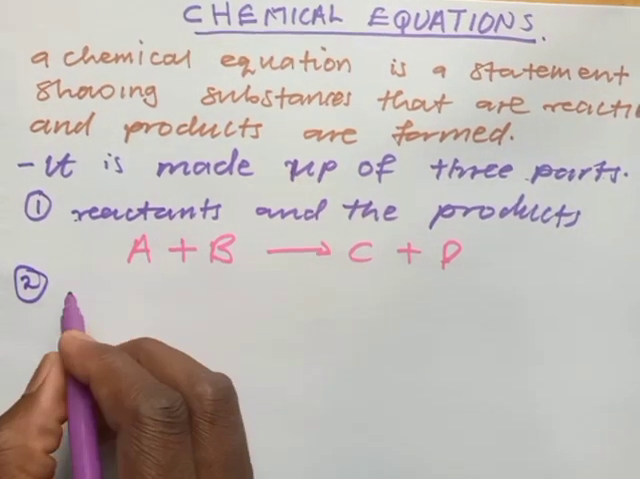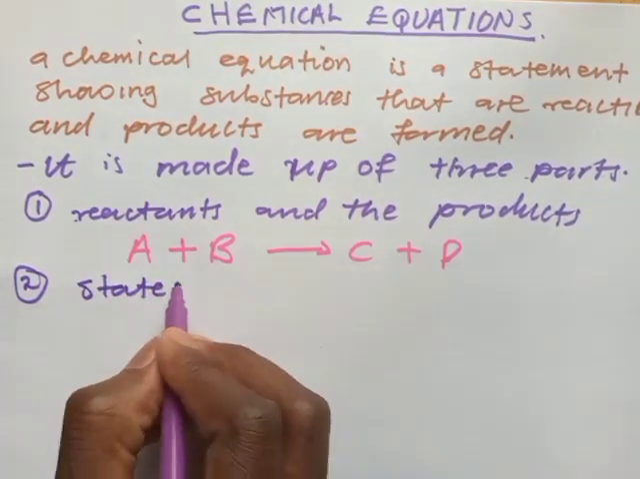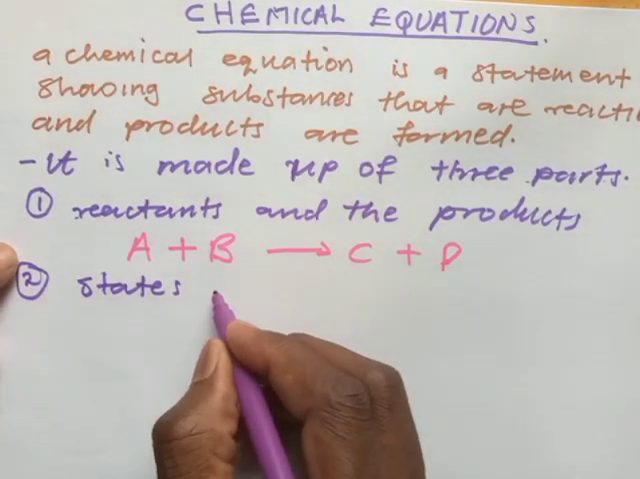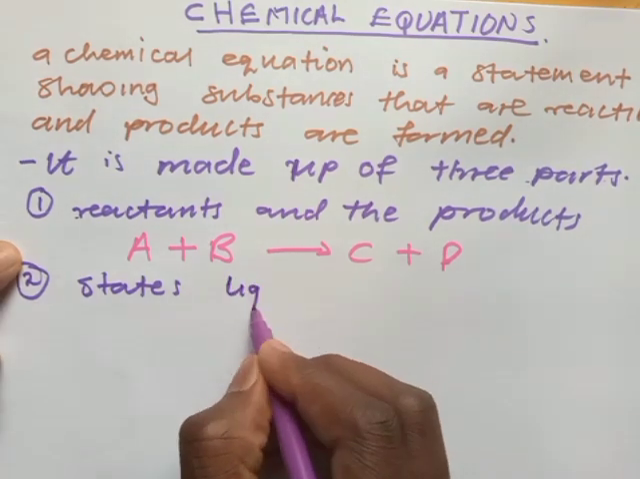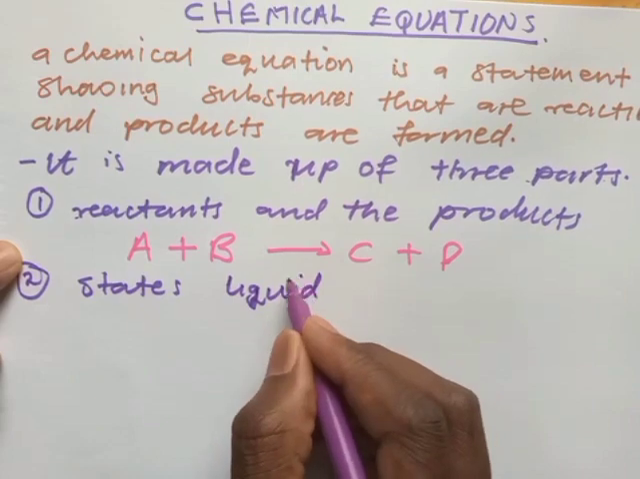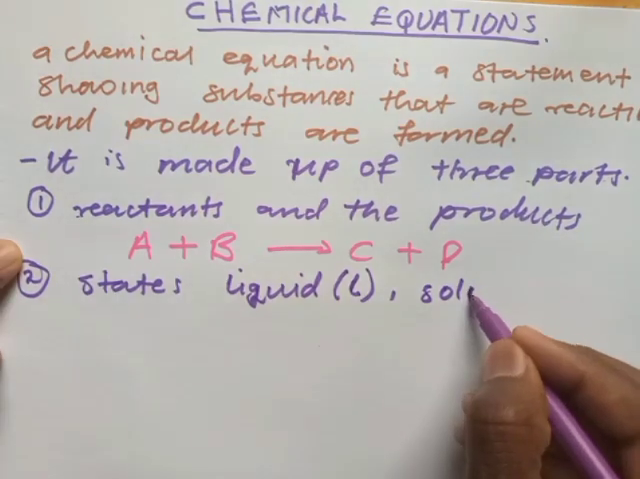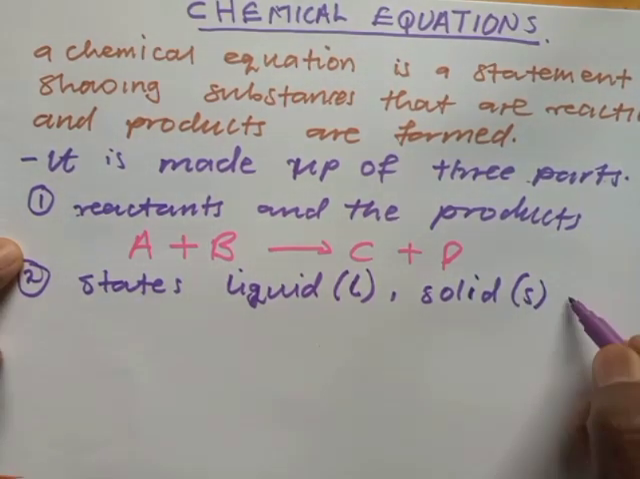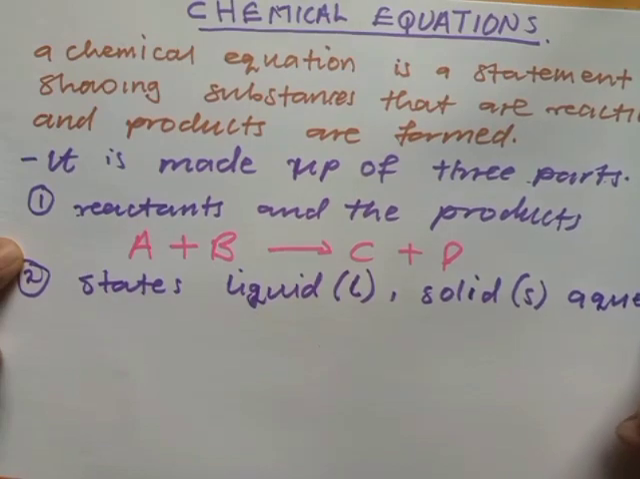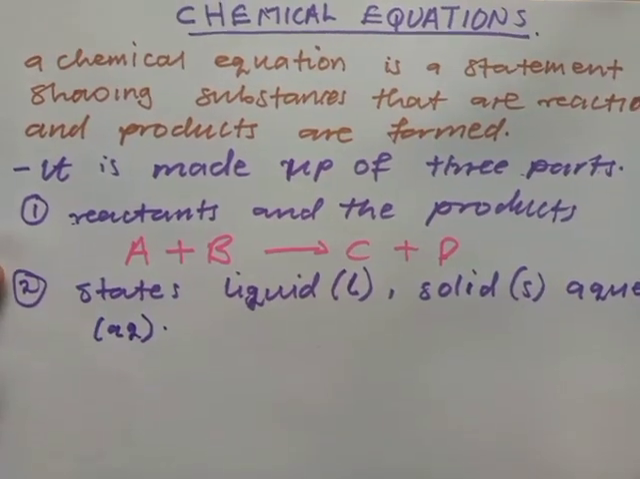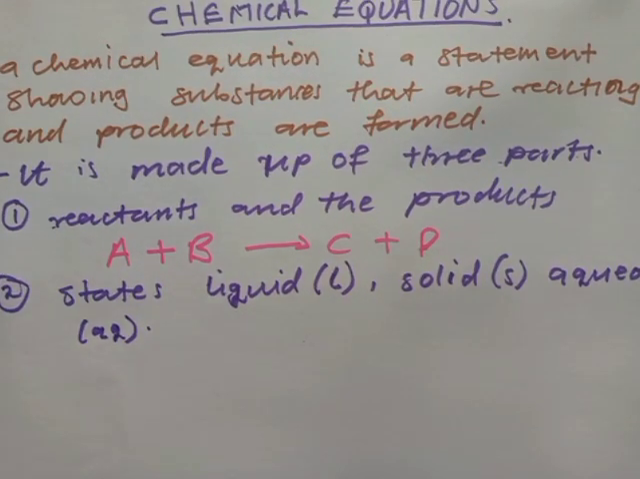Secondly, a chemical equation must also have states. What are the states we are talking about? We know every substance is given its own state. The states we are talking about here must be: one, we can have a liquid, something which is in the form of a liquid, and this one is given by a letter L. We can also have solid. This one is given by a letter S, and aqueous, which is denoted by letters AQ. So these are the states that every reaction must have.